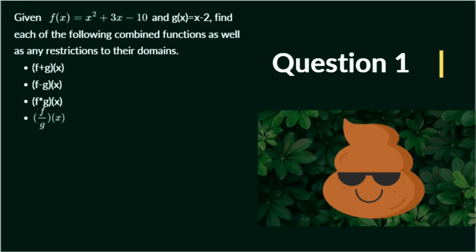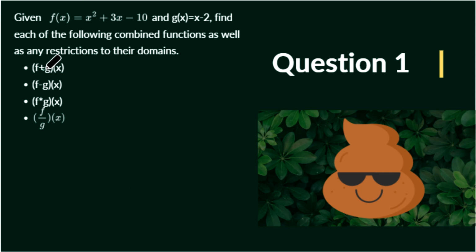Question number 1, your turn. Given f of x is equal to x squared plus 3x minus 10 and g of x is equal to x minus 2, find each of the following combined functions as well as any restrictions to their domains. So pause it, figure it out, come back.